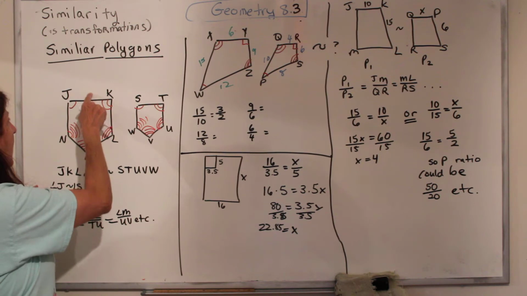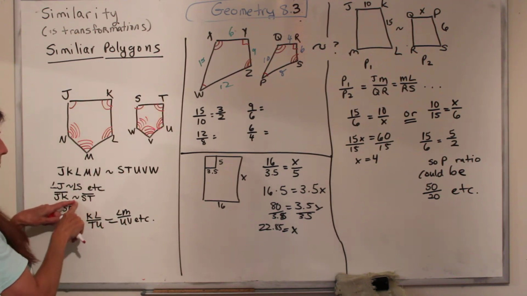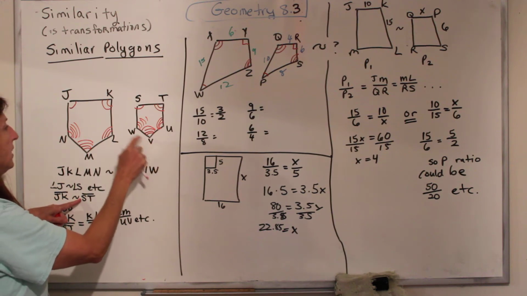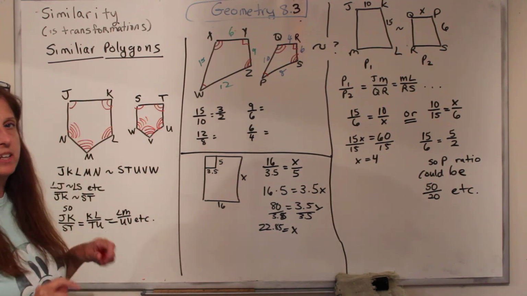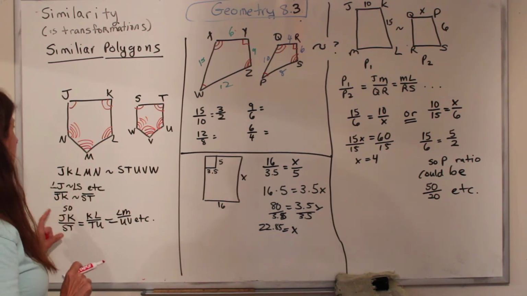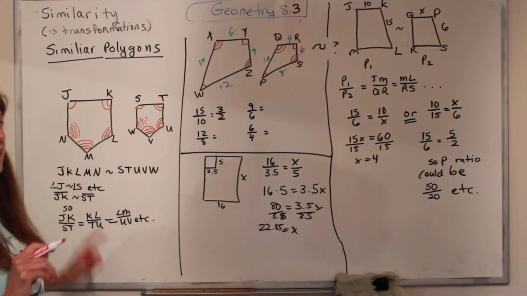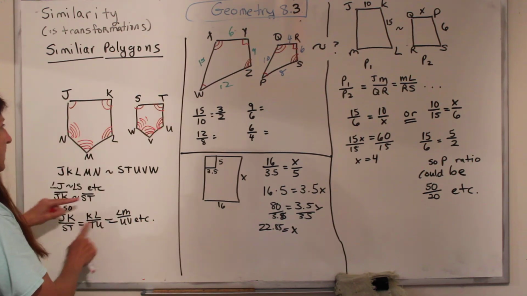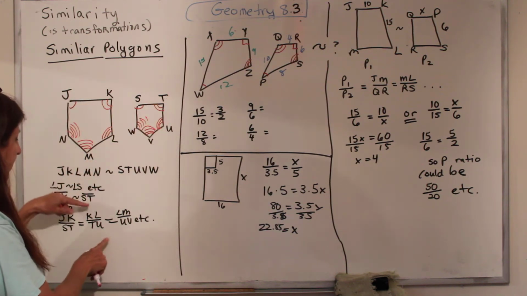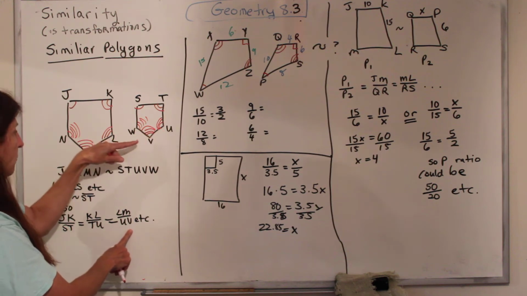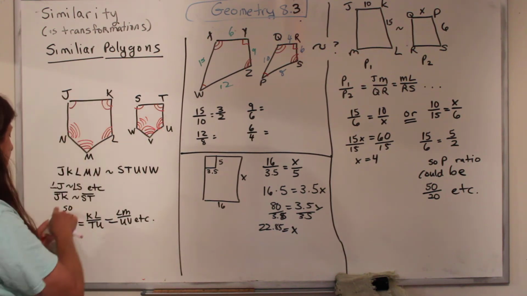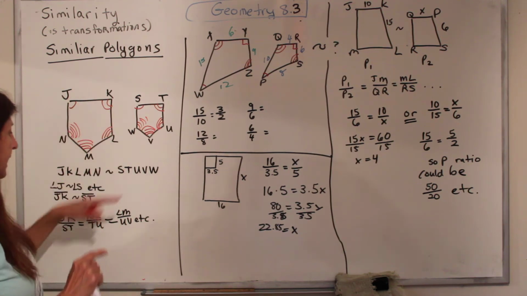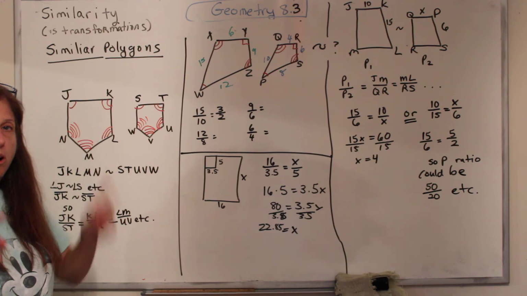Also, the line JK is not the same as ST, but it's similar to ST. And KL is similar to TU, UV to LM, VW to MN, and NJ is similar to WS. They correspond. Also, if you do the ratio of the lines, they're equal to each other. So JK divided by ST will give you the same fraction as KL divided by TU, as LM divided by UV, etc. You just have to make sure that if you're putting the big shape on top, you continue to put it on top, and the little shape on bottom, you put it on bottom. You can put these lengths in fractions and reduce them, and they'll give you all the same fractions.